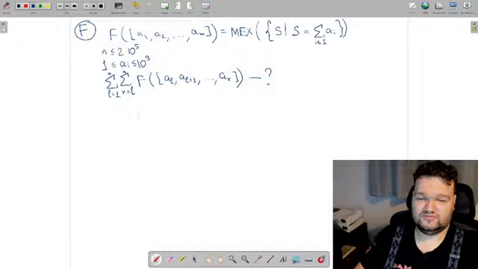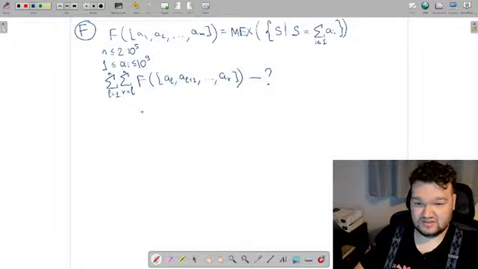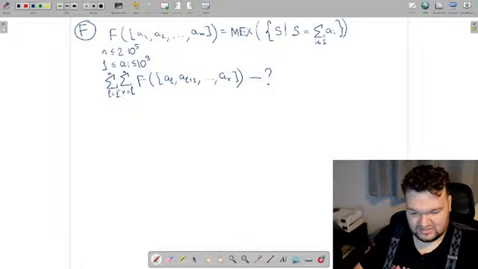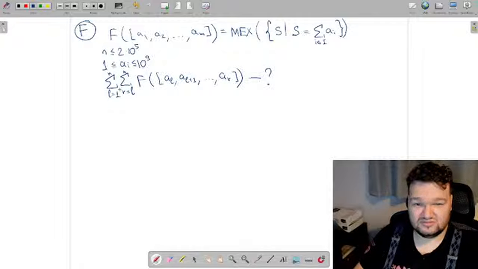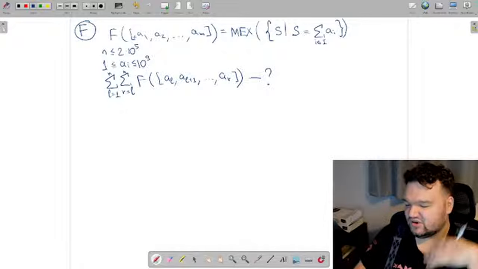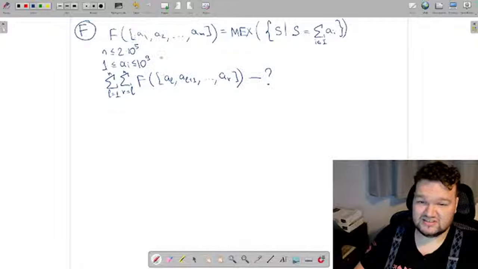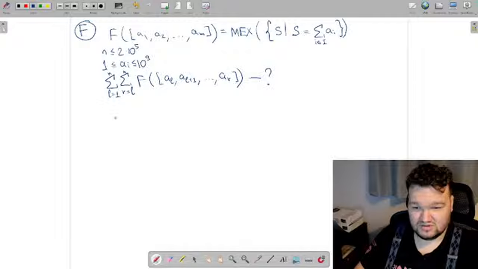Okay, so first we need to understand how to calculate f for a given array. It is a well-known problem, and one way to understand it is to say, well, obviously the order of elements is not important, so let's say we sort them.